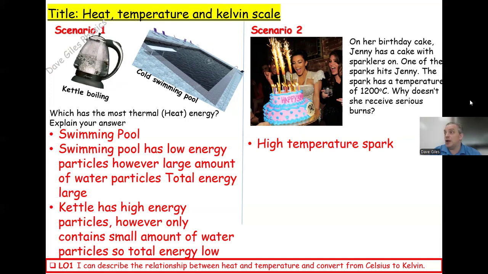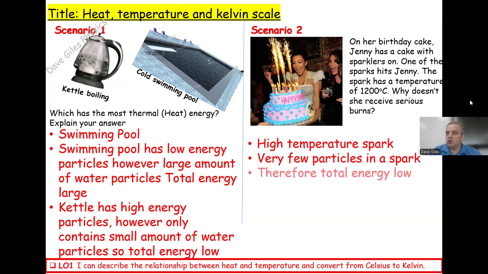The first point I make is it's a very high temperature spark. Well, the reason for it is, even though it's high temperature, there are not that many sparks. There might only be a few particles in total that actually hit Jenny. So although the average energy of the particles is very high, the total energy is actually relatively low. There's also the fact that in the short distance it travels from the cake to Jenny, the spark will lose some energy and therefore have a reduction in temperature.